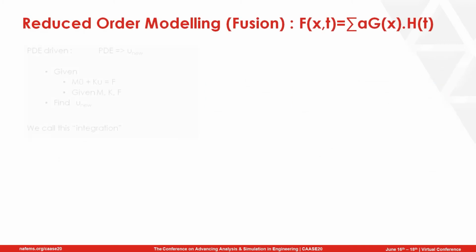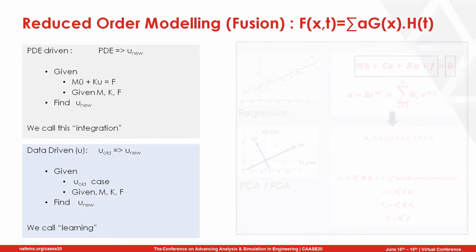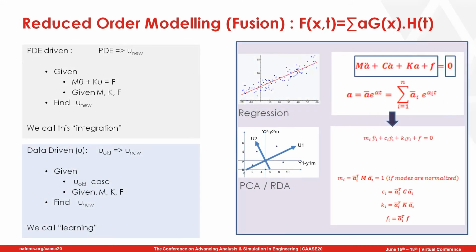Now, this reduced order modeling, or fusion, is essentially based on decomposition techniques, decomposing a system into spatial or temporal components. Now, if I want to compare the ROM method to the traditional finite element model, where it's partial differential equation driven, we start by defining the PDE, we discretize it, we provide the input, and we obtain the results. We call this spatial or temporal integration.